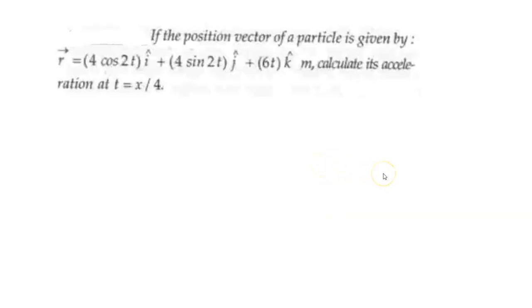Hello students, today we are going to solve one numerical based on vectors. What is the concept of vector over here? The given is a position vector. r bar is equal to 4 cos of 2t i hat plus 4 sin of 2t j hat, where i hat and j hat are unit vectors in the x and y axis directions, and 6t k hat in the z axis direction.